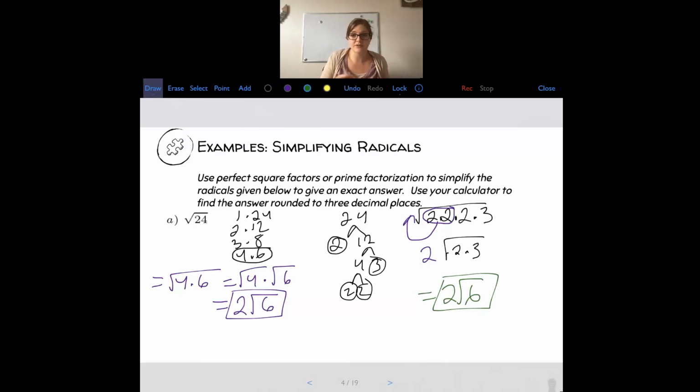As I mentioned for this first one, I wanted to do it both ways, and then I have a couple of other examples. When we talk about putting it into our calculator, I want to suggest a couple of things. First, put in the original problem into your calculator, and second, since you had to give an exact answer, also put in 2 radical 6 and make sure they match.